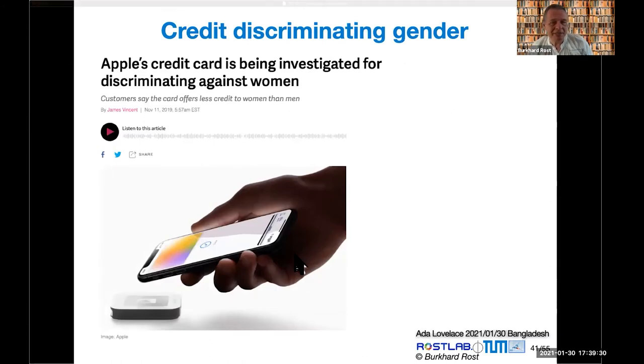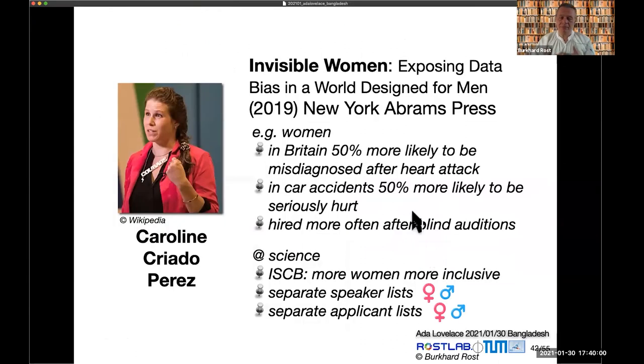Some of you may have seen the recent credit discriminating gender story where a credit card from a woman was bounced. And ultimately, it was related to the fact that she was a woman. The female credit was different from the male credit. And that ultimately is making Apple, in this particular case, change the way they do things. So this is a bias. We have tons of these biases. Caroline Perez wrote a book, Invisible Woman. In this book, there are many, many examples. For instance, women are much more likely to be misdiagnosed after heart attack. They're more likely to be hurt in a car accident simply because cars are optimized for the male body.